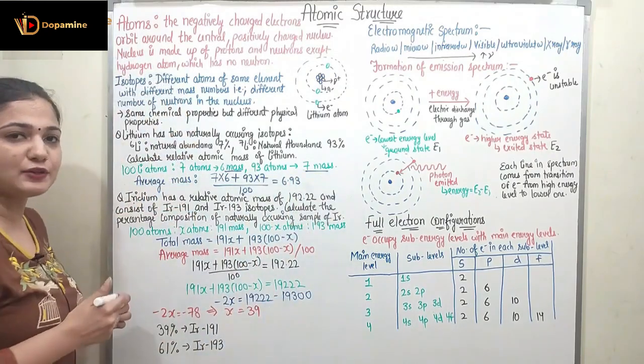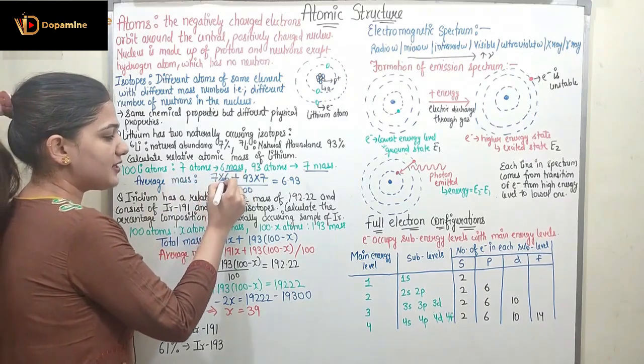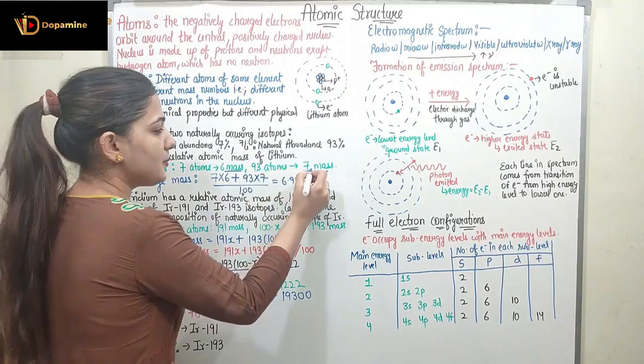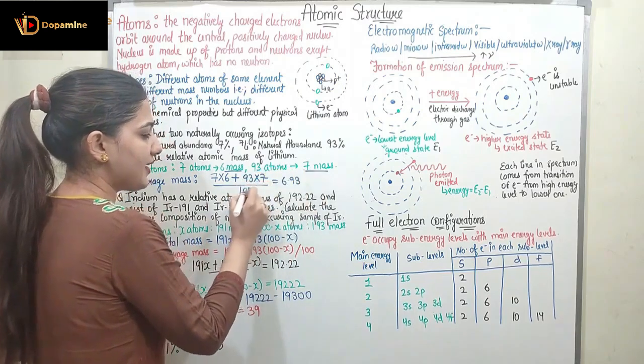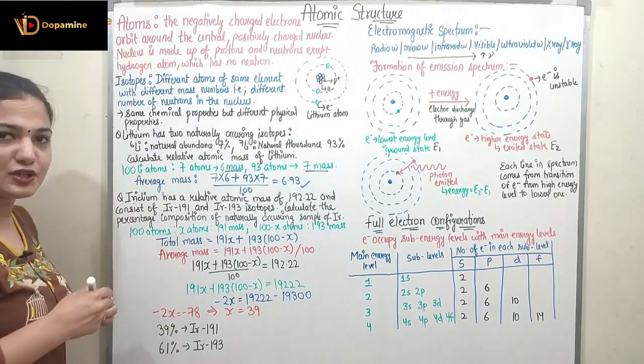So now we have to find out the average mass. We will be having 7 atoms with 6 mass, so 7 into 6 plus 93 with the 7 mass, so 93 into 7, divided by 100. So we will be getting 6.93 as the average mass.